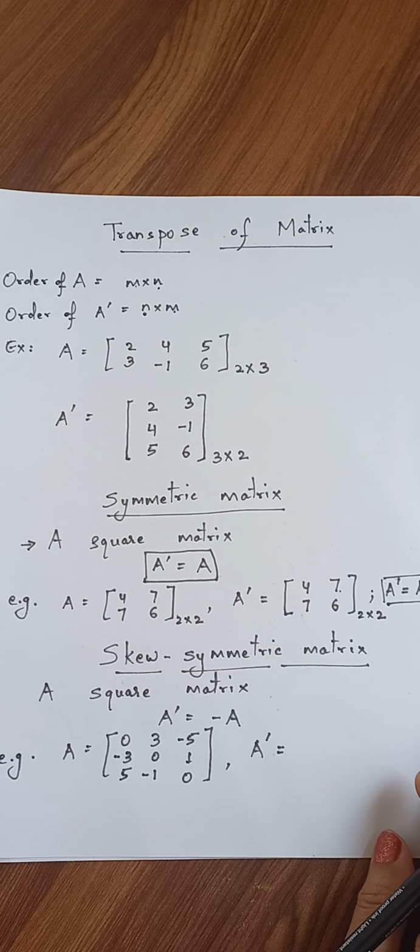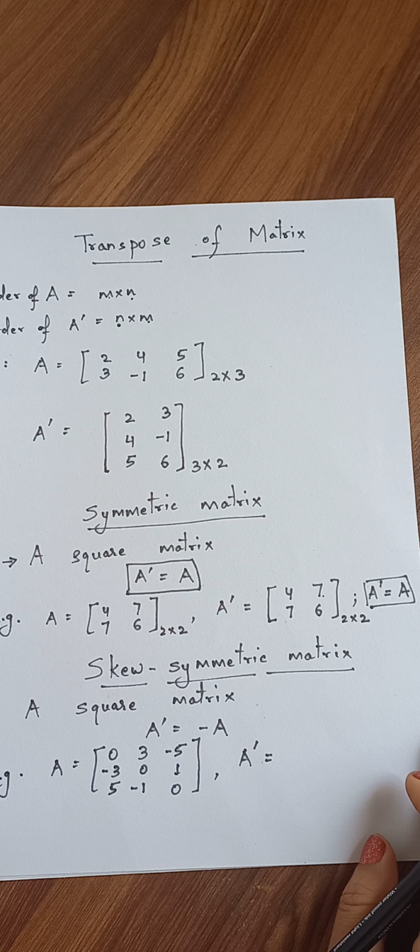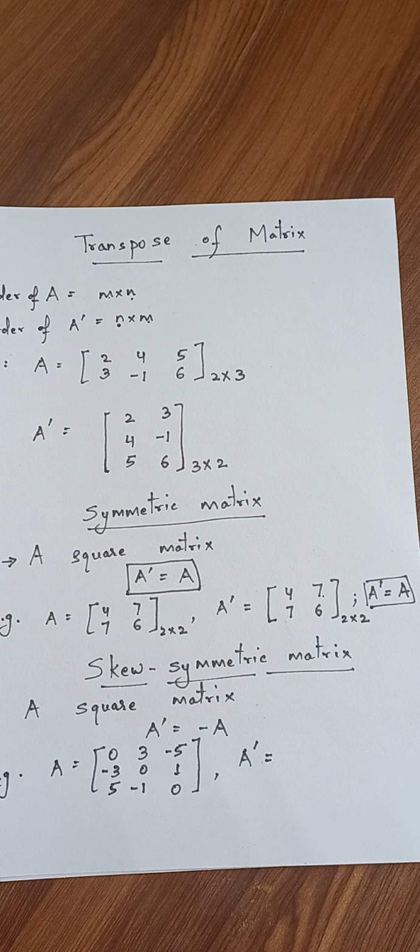It may happen sometimes that you get a square matrix where the transpose of that matrix is not equal to the matrix itself. In that case, it will not be a symmetric matrix.